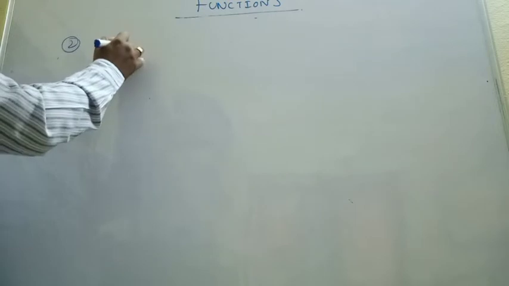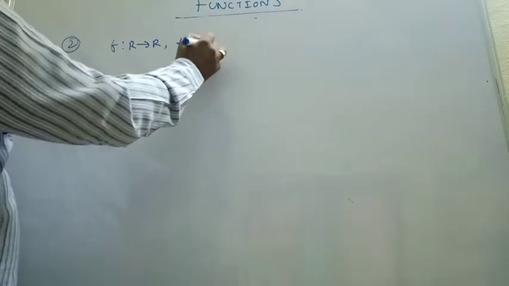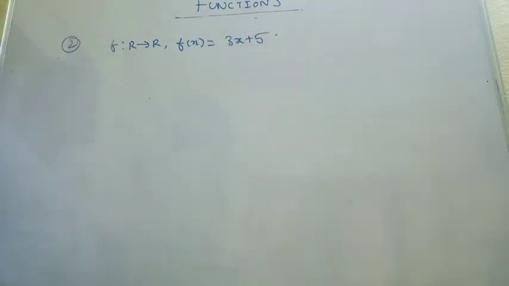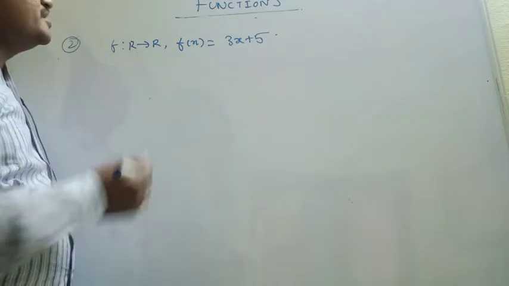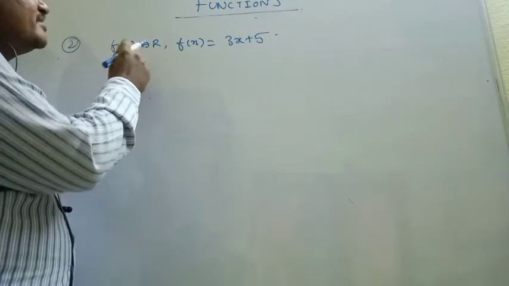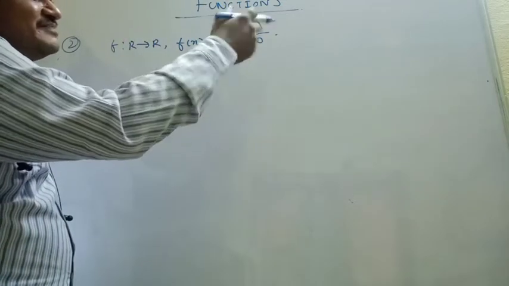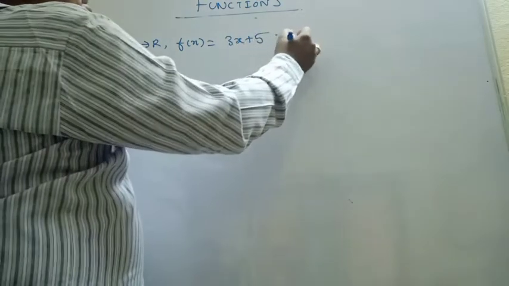Now, another example. Let us take f as a function from real numbers to real numbers and f of x is equal to 3x plus 5. Verify whether it is one-one and onto. It is a one-one function, no doubt in it, because if you give different elements from the domain, it will give different images. Therefore, it is one-one. Now, verify whether it is onto.